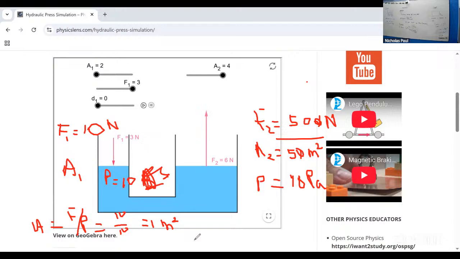Okay, so that's a practical example. I want to show you a next example where we use pressure. That's what that simulation was. That was the simple model.